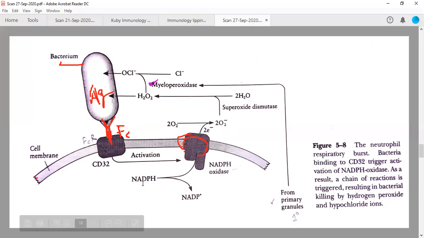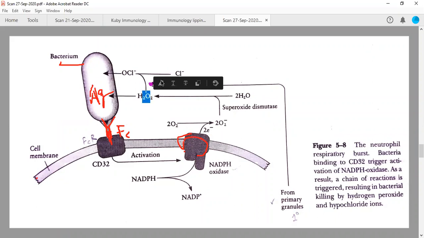See this, inside the cell cytoplasm there is lots of NADPH present. This is the reducing power, right? So this will be converted into NADP positive, and the electron will be donated to the oxygen molecule so that it will be converted into the superoxide anion. This anion, in the presence of water molecules, will be converted into H2O2, which is called, what is this? Hydrogen peroxide.